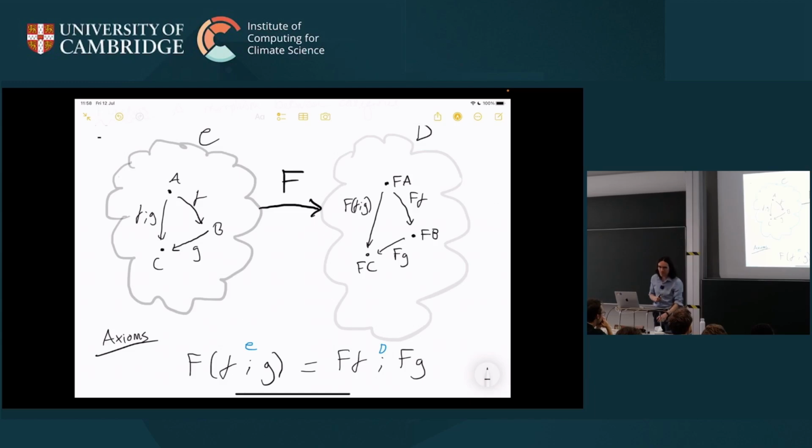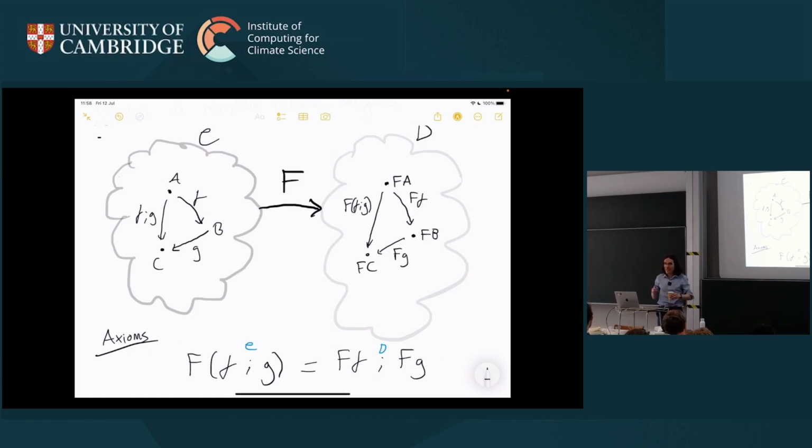Yes? Does it need to be the case that a functor is a bijection on objects, because the mapping for morphisms is determined by the object? So, it doesn't matter, but could I send A to FA and also B to FA? Yeah, this is a really good question. So the question is, does F have to be a bijection on the objects? Then the answer is no.